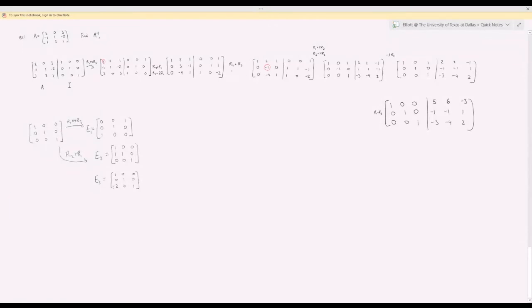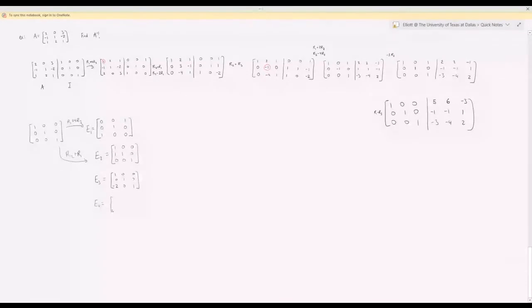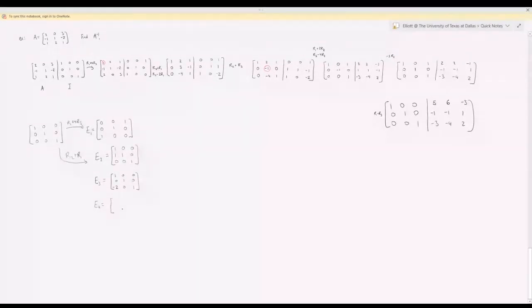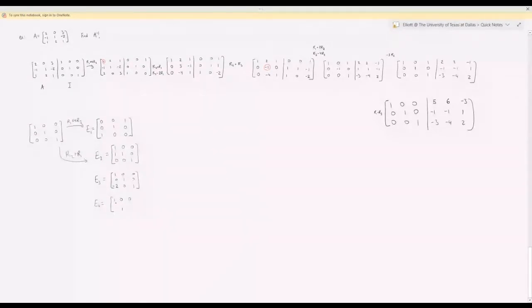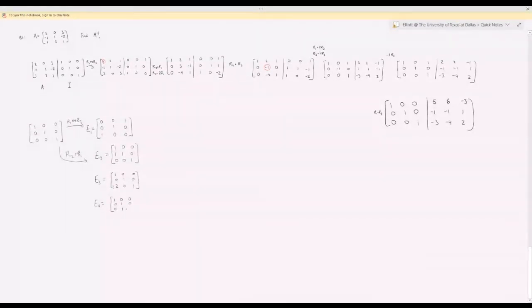Adding row 3 to row 2 to the identity will give you a 1 in the 2, 3 position. Wait, adding row 3 to row 2, that should actually be, sorry, in the 2, 3 position. There you go. All right, so then next we had these two row operations.